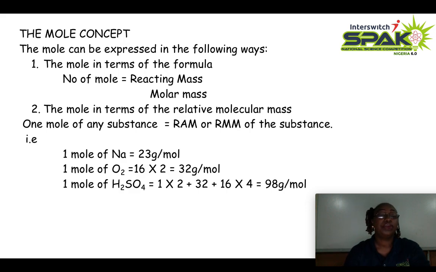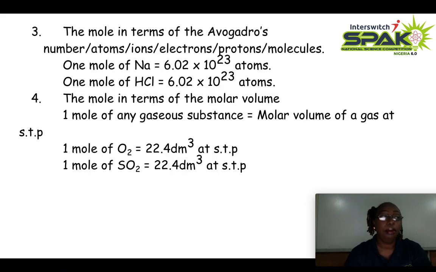We have the mole concept. The mole concept can be expressed in different ways. One is number of moles equals reacting mass over molar mass. That's a very unique formula that I hold dearly to my heart. Then we have 1 mole, which is also equivalent to RMM or RAM, that's relative molecular mass or relative atomic mass. We have 1 mole, which is equivalent to Avogadro's number, or you can say atoms, ions, electrons, protons, or molecules. And the constant is 6.02 times 10 raised to the power 23. Then we also have 1 mole equivalent to 22.4 dm³ at STP. These are things I know you know, so let's look at some questions under it, then we explain more on this. This is like a brief reminder on mole concepts.